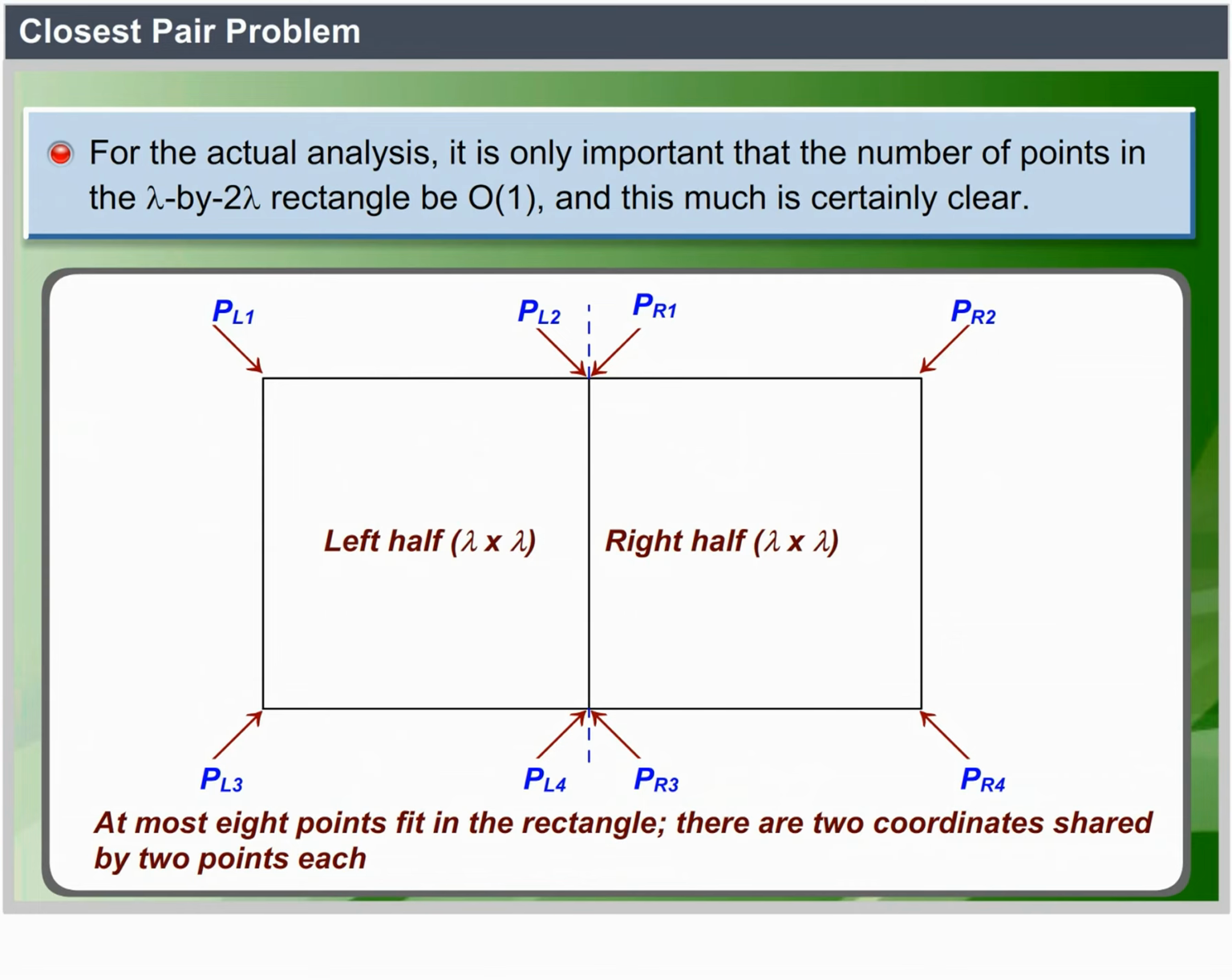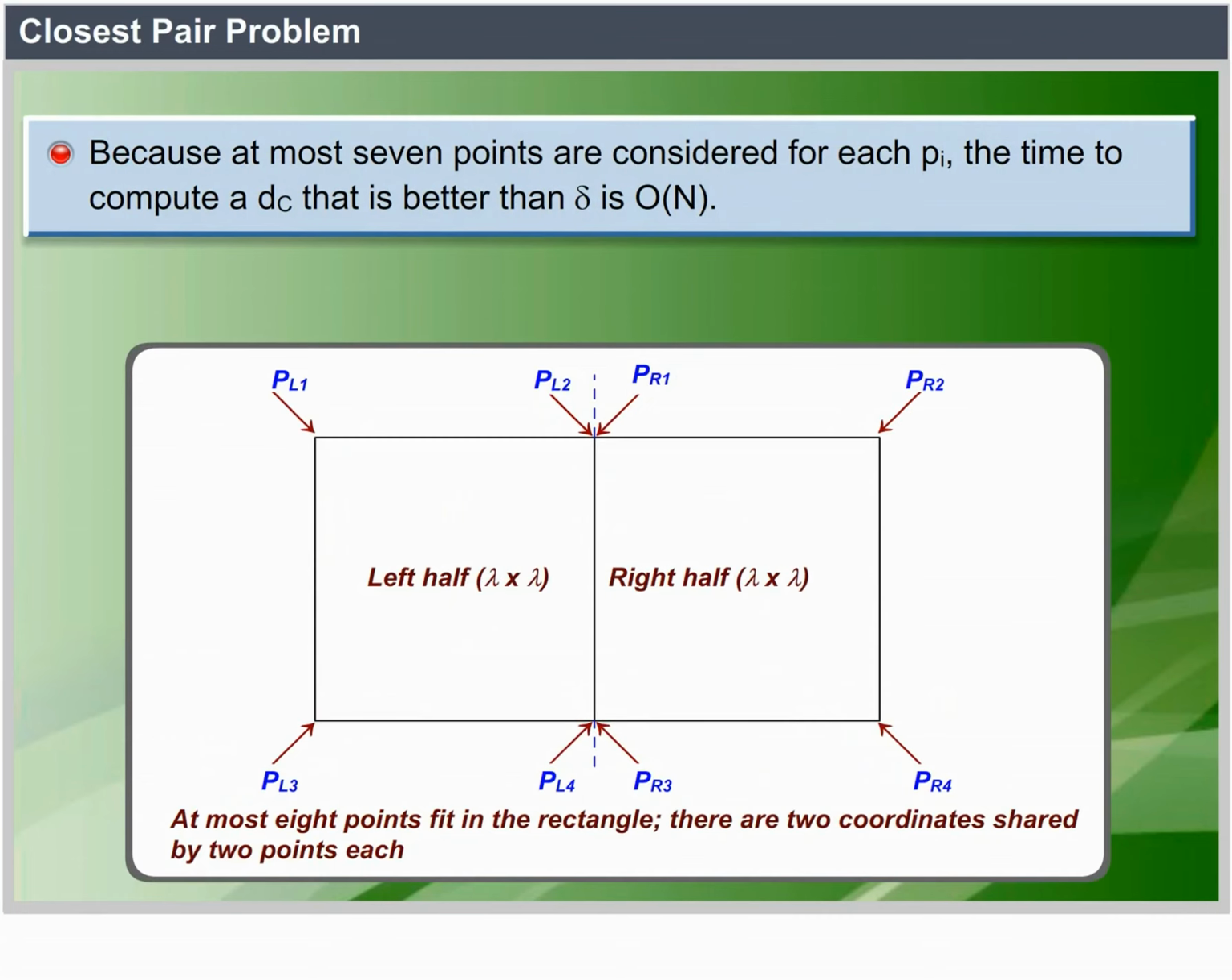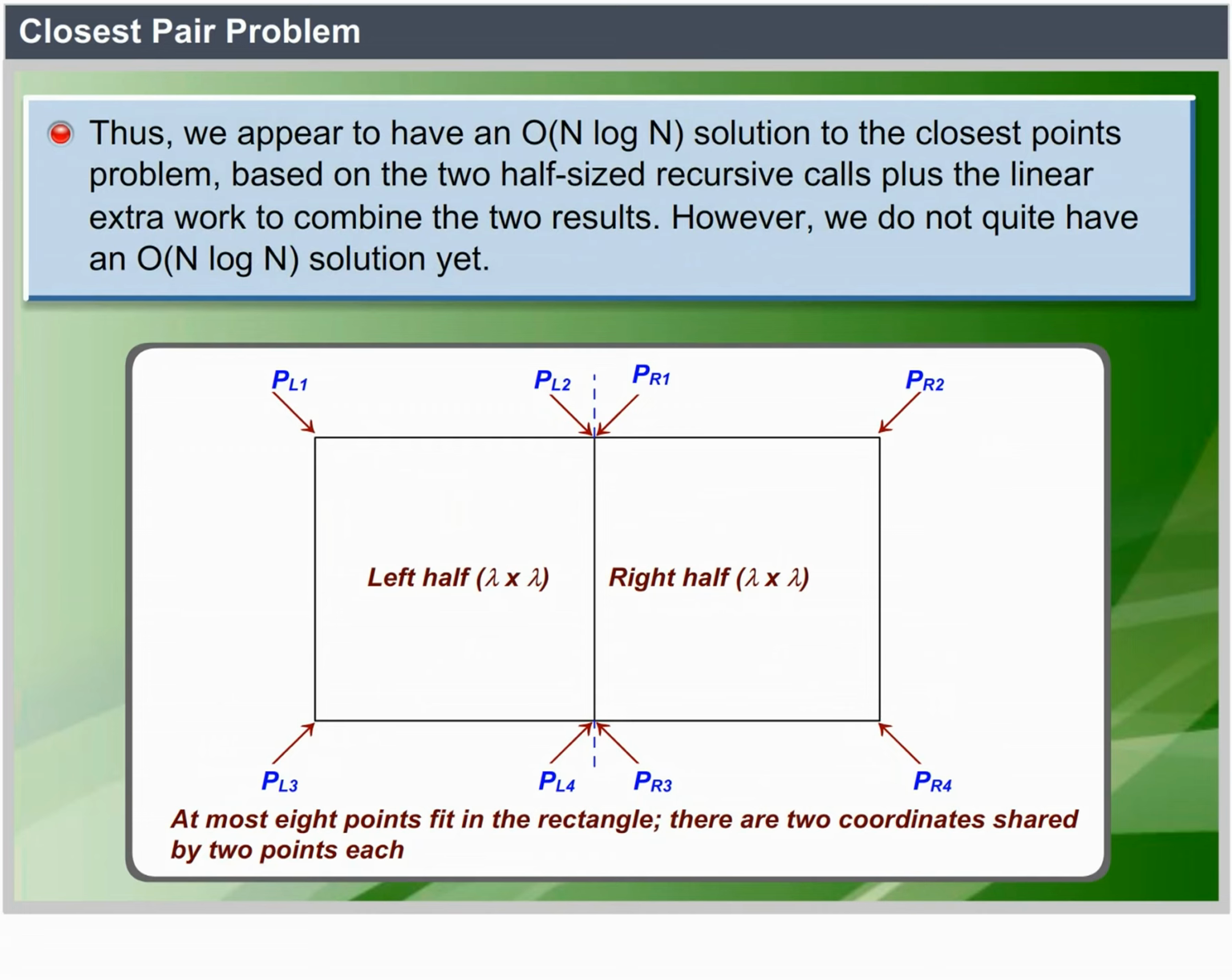Because at most 7 points are considered for each Pi, the time to compute a DC that is better than delta is O(n). Thus, we appear to have an O(n log n) solution to the closest points problem based on the 2 half-sized recursive calls plus the linear extra work to combine the two results. However, we do not quite have an O(n log n) solution yet.